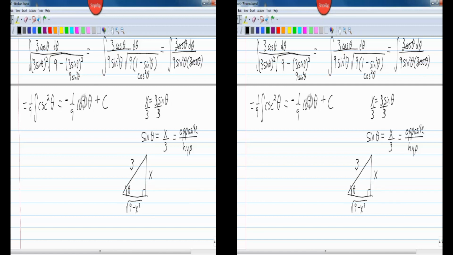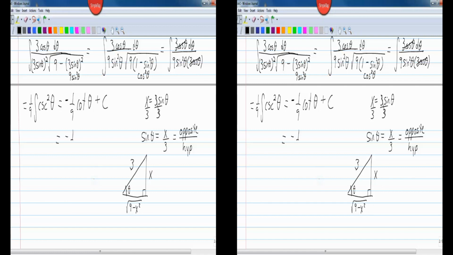Well, my answer over here is in terms of cotangent. So if I remember the right triangle trigonometry for cotangent, remember tangent is opposite over adjacent, so cotangent is adjacent over opposite. Going from this angle measure, the adjacent side is the square root of 9 minus x squared. The opposite side is x.